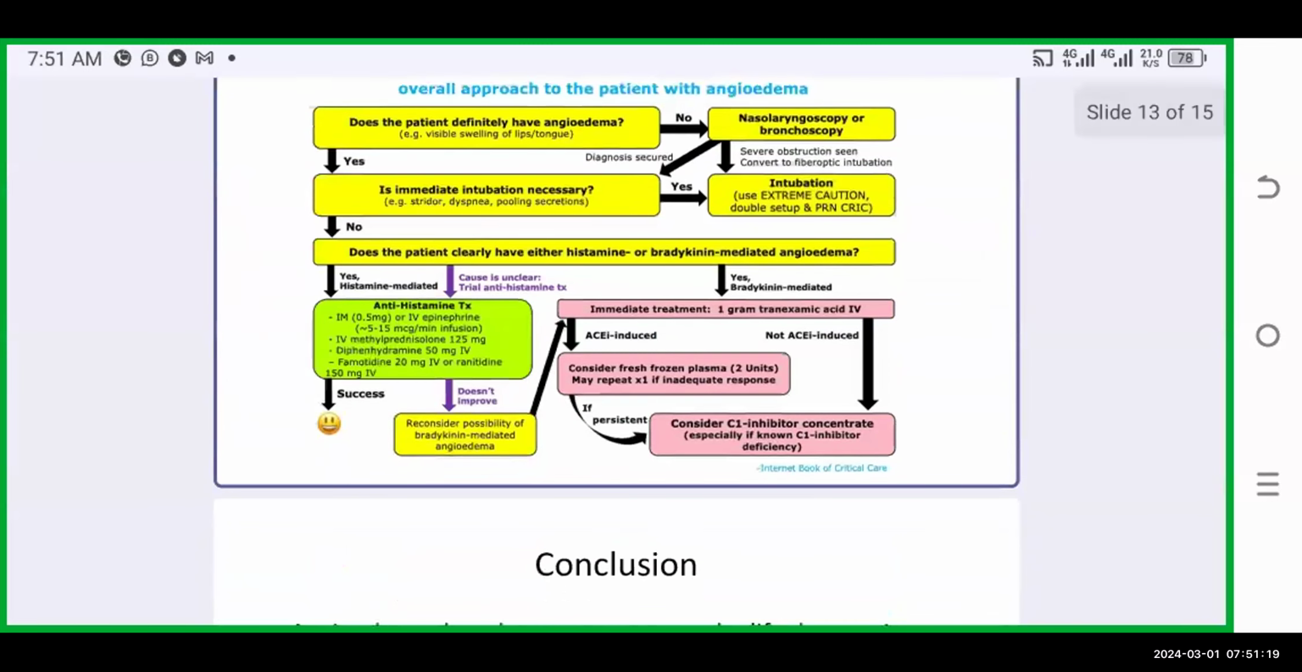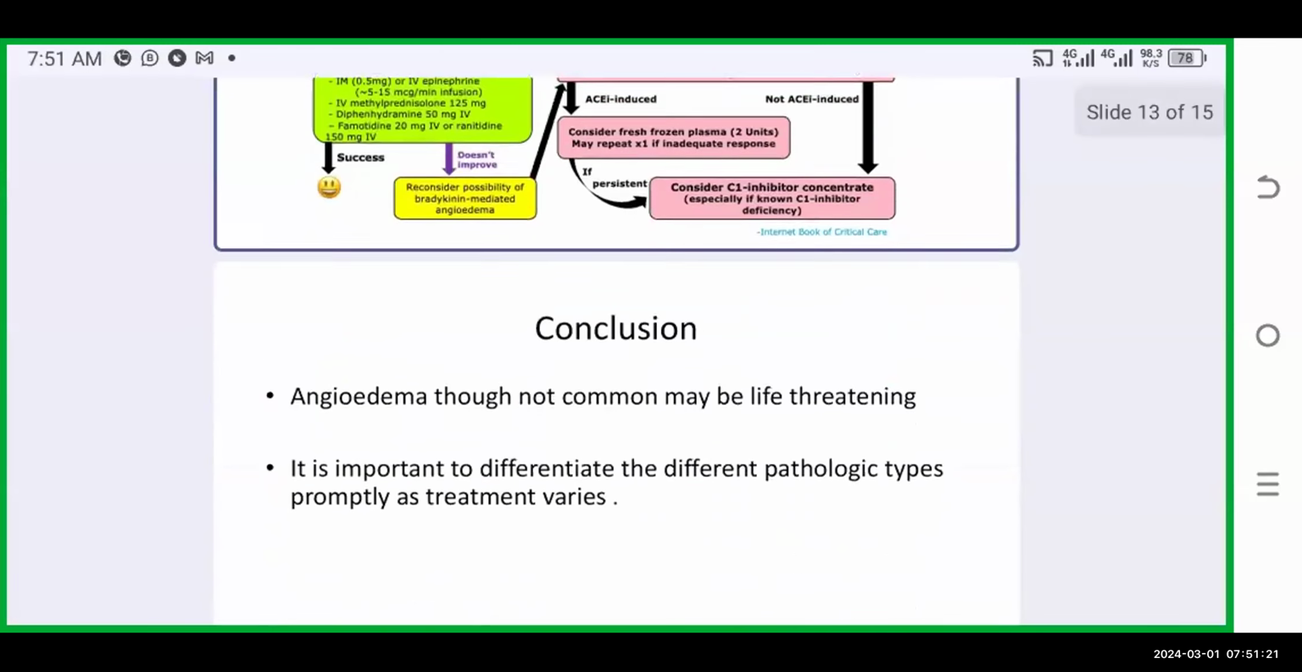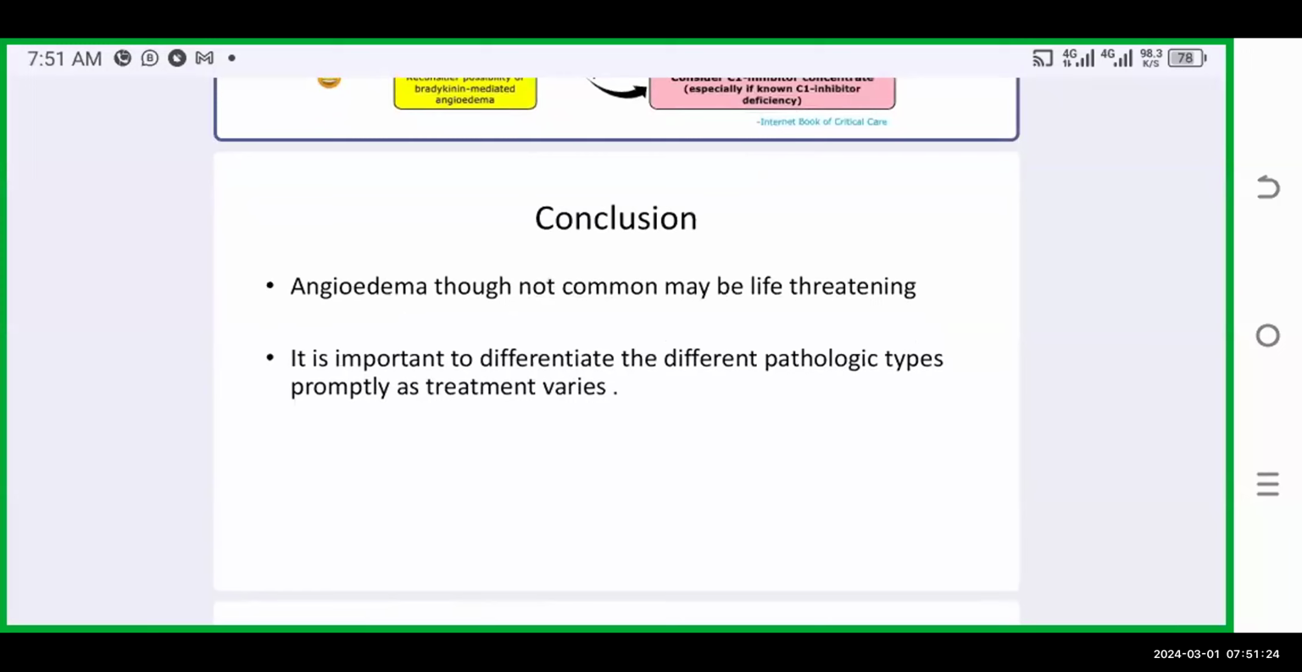So in conclusion, angioedema is rather rare, but it can be life-threatening, and it's important to differentiate the different pathological types promptly as treatment varies. Thank you.